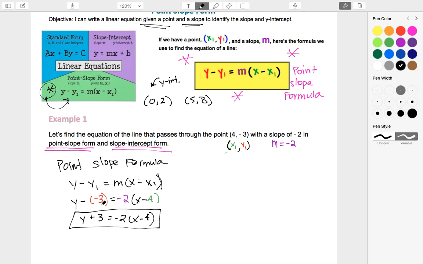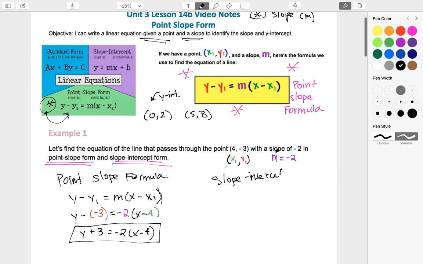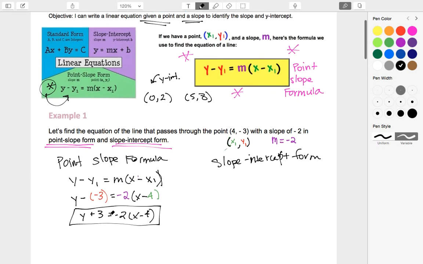At this point, that's all we can do. But it did say to write it in slope intercept form. So the way we can identify this in slope intercept form is by multiplying these out and simplifying it. So what we can do is rewrite our equation from point slope. So we have y plus 3 equals -2 times x minus 4.